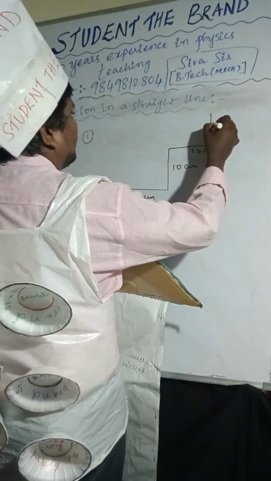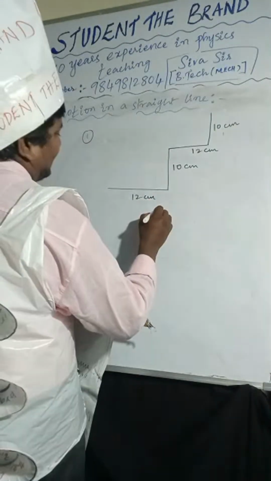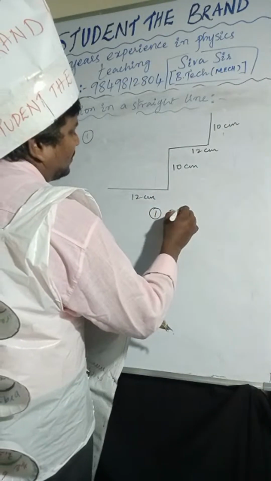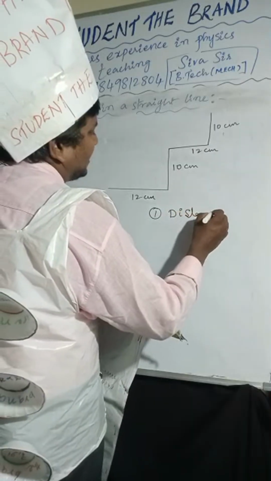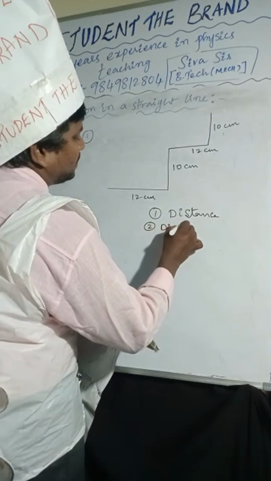Again, it went 10 centimeters, again north. So find the distance, the first one, and the displacement, the second one. Can you identify the distance and displacement?